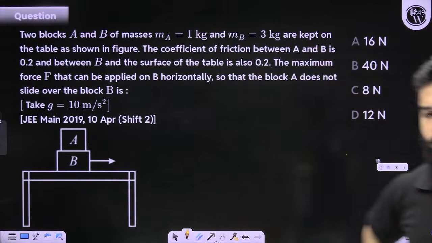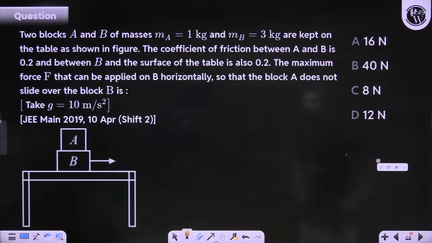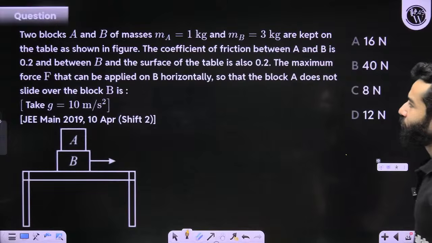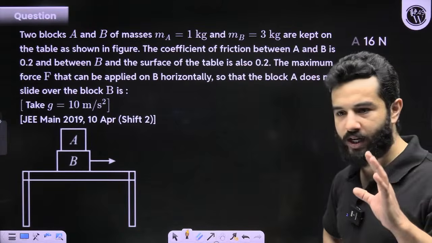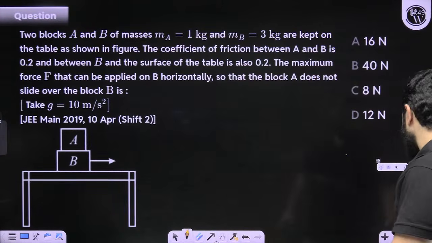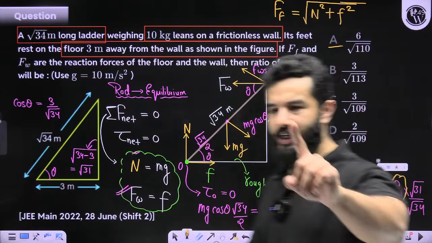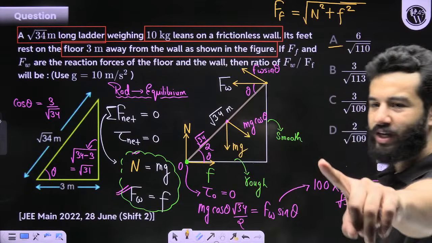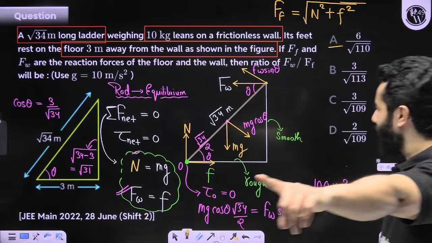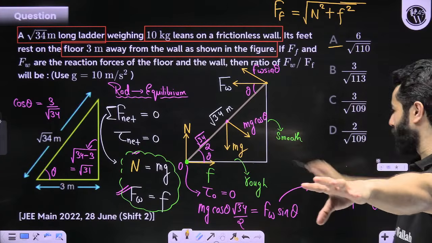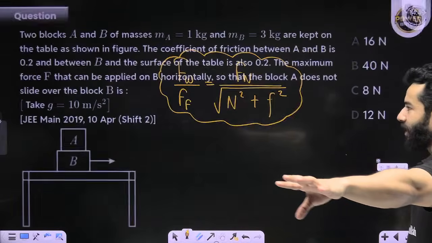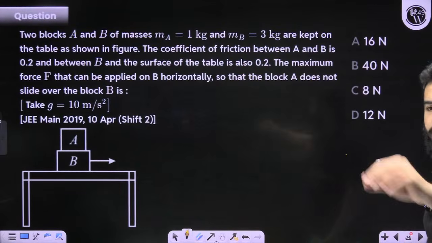Two blocks A and B of masses 1 kg and 3 kg are kept on the table as shown in the figure. This question is also nice. Okay, let me explain the previous question again. Soumya, do you have any doubt in the previous question? You can write down your exact doubt, then I am going to come back to this question.